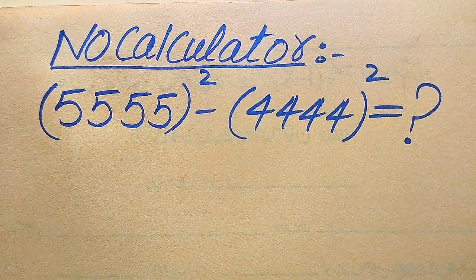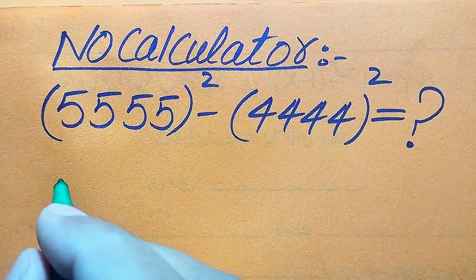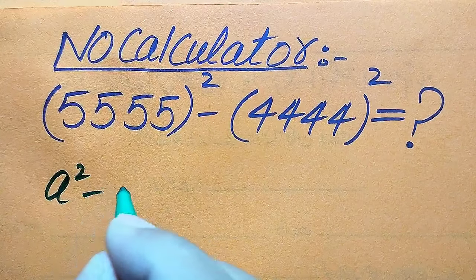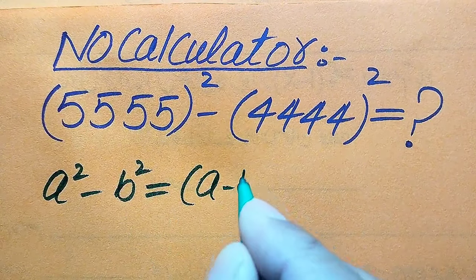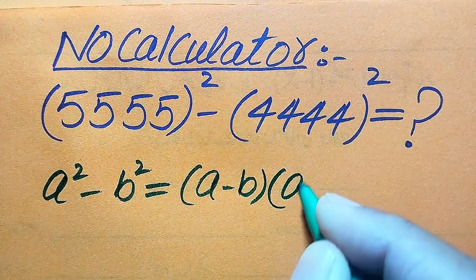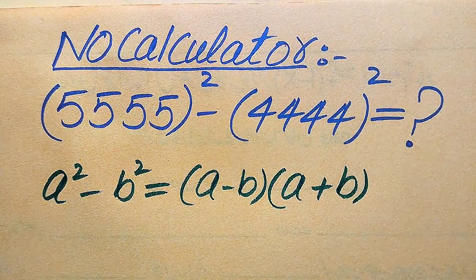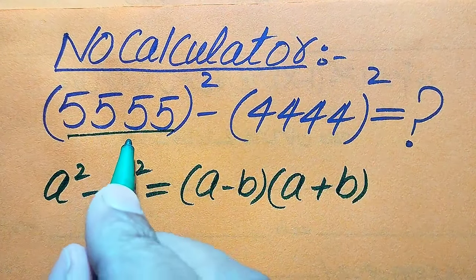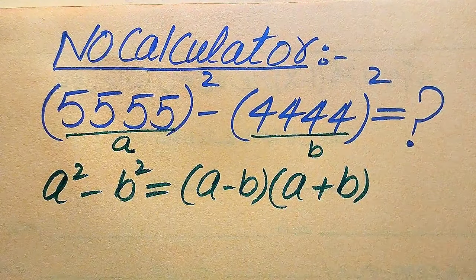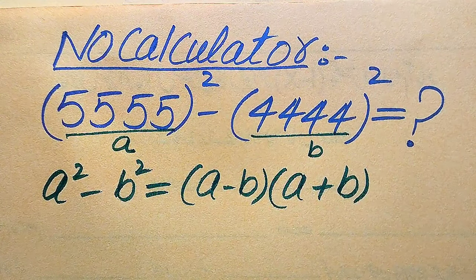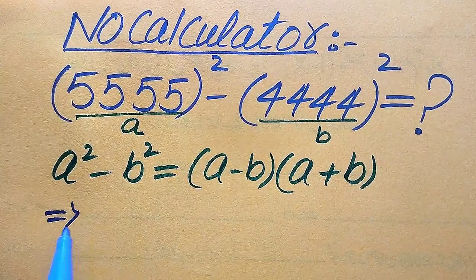First we use the algebraic formula you know: a square minus b square is equal to a minus b times a plus b. According to this formula, the base of this term is our a and the base of this term is our b. So after applying the formula, we write our above expression as follows.